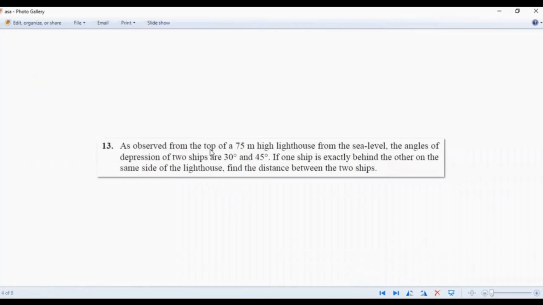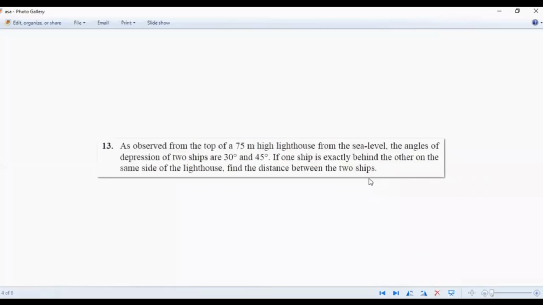As observed from the top of a 75-meter high lighthouse from the sea level, the angles of depression of two ships are 30 degrees and 45 degrees. If one ship is exactly behind the other on the same side of the lighthouse, find the distance between the two ships. These are some of the applications of trigonometry.